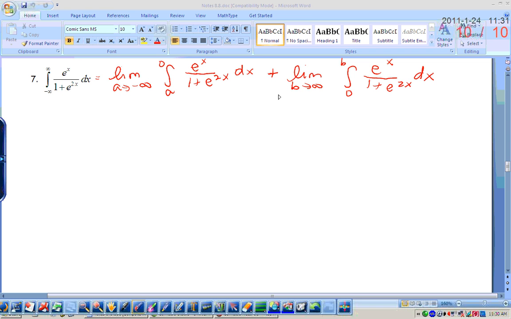Which, speaking of, how are we going to integrate e to the x over 1 plus e to the 2x? Okay, first thing someone suggested is natural log. If it was natural log, we'd take the derivative of the bottom. The problem is that the derivative of the bottom would be 2e to the 2x. The coefficient of 2 is not a problem, but the e to the x and the e to the 2x is a problem.